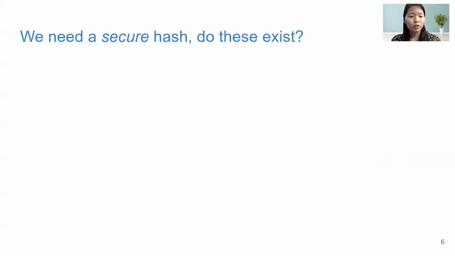So, we need a more secure hash as a building block for reliable and correctly functioning applications. Do these exist? Yes, they do. A few examples of secure hashing functions include SHA-256, scrypt, and blowfish. Unfortunately, however, things are not this simple.